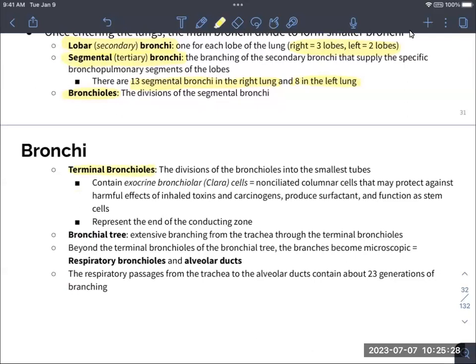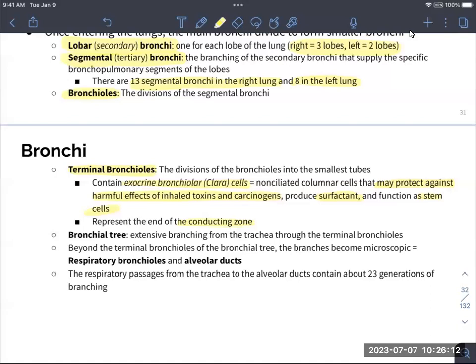These terminal bronchioles have exocrine bronchiolar or Clara cells. And they're there to, again, help protect from any kind of toxins or carcinogens. They produce this surfactant that we will talk about shortly. And they also function as stem cells. The end of the conducting zone is these terminal bronchioles. The conducting zone is where air is just traveling through. It is not where exchanging of gases occurs. It's just where air is traveling through.